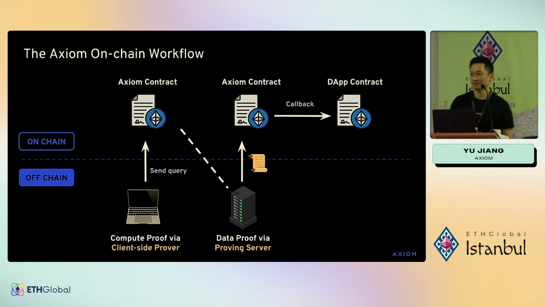Yes? Is it possible to access the proof in the callback? The actual proof itself? Not right now. But that proof data is available. We have a thing called Axiom Explorer, and that proof data is actually available there.